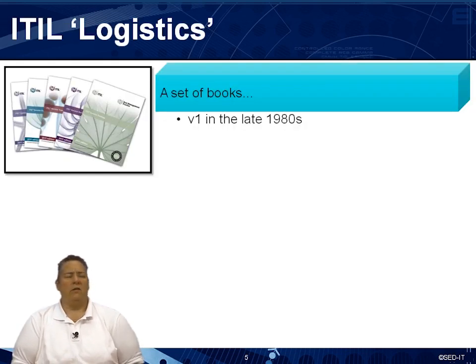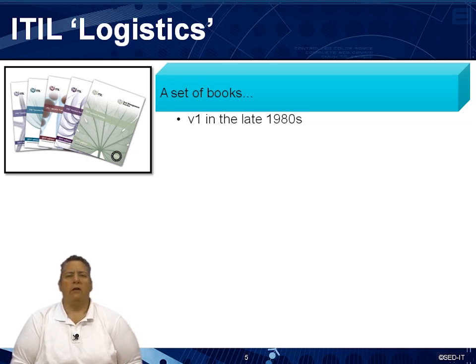So when we talk specifically around the logistics around ITIL, first and foremost, ITIL is a set of books. There's 5 of them. You can see them in the little picture off to the left. The white background with the 5 pictures of the nature shot, so to speak. That's the latest version. It's the 2011 version of ITIL.